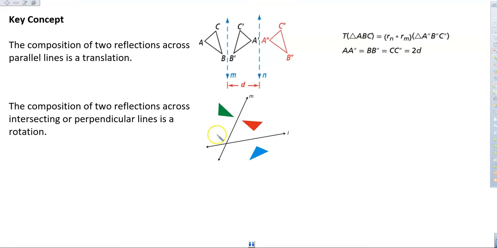If I reflect over lines that intersect, like these two do, the final transformation is going to be a rotation. So if I reflect twice, I essentially rotate. Now, the degree that I rotate is going to be double whatever this angle is. So like if this is 30 degrees, and it's more than that, but we're just making up a number, then from here to here would be 60 degrees. Because I've got to go this piece and this piece as well. So your angle of rotation here is always double what this angle is. All right?